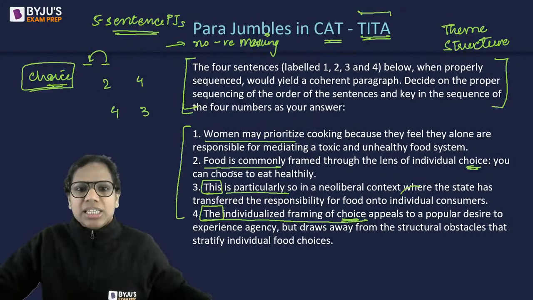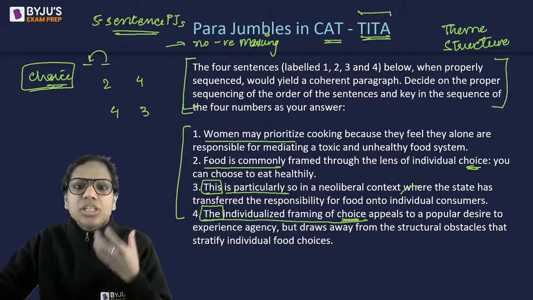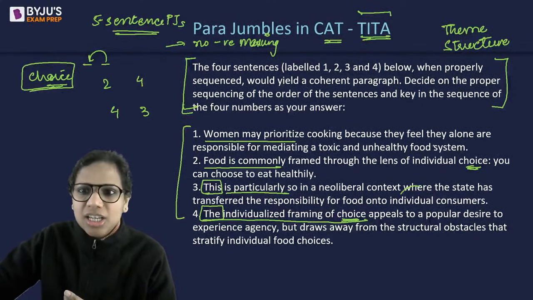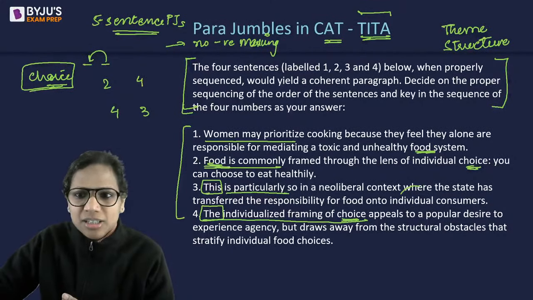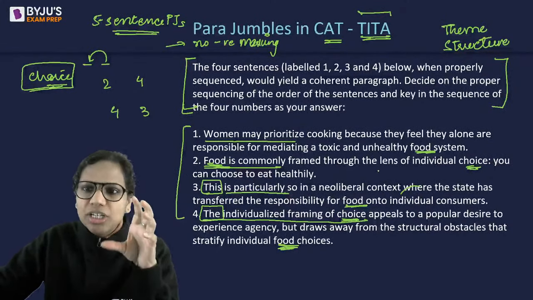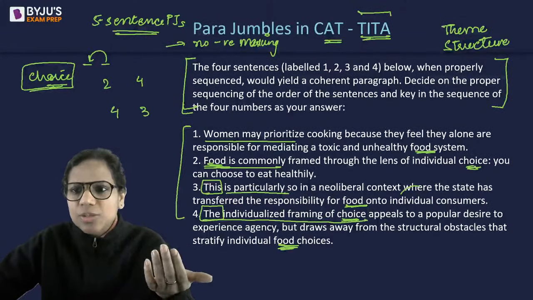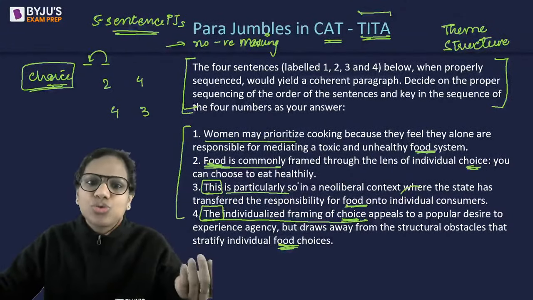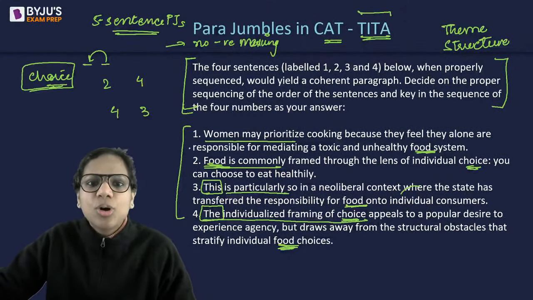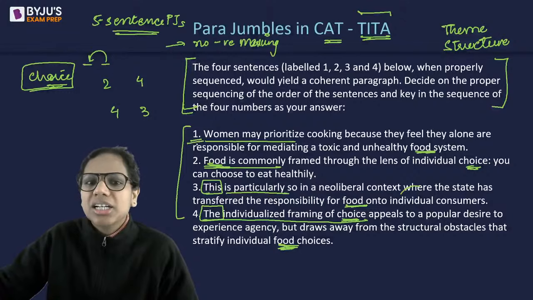So, see, food is the topic of discussion in this paragraph, right? You can see that food is present in all of the sentences. Yes. So, food is commonly framed through the lens of individual choice. And then we explain what we mean by that. You can choose to eat healthy. Now, 3 could not be the opening, 4 could not be the opening. 1 specifically talks about women. Where did this discussion come from right in the beginning?